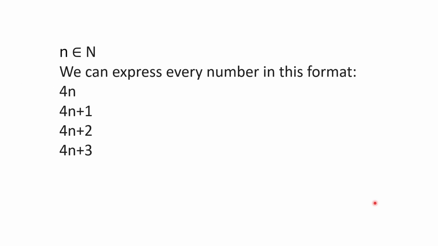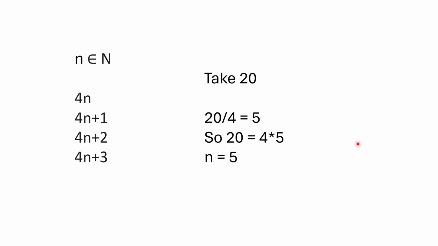Okay. So n is an element of the natural numbers. So we can express every number in this format. So I should have written every positive number, but whatever. So we have 4n, 4n plus 1, 4n plus 2, 4n plus 3, right? So for example, take 20, right? 20 divided by 4 is 5. So if we set n to be 5, 5 multiplied by 4 equals 20. So we can express it.